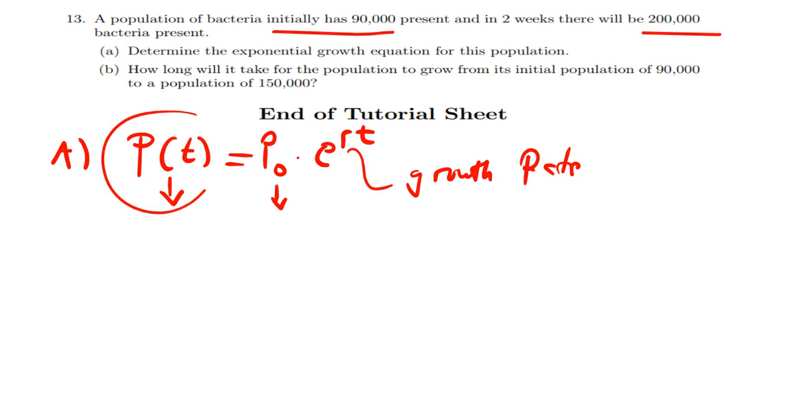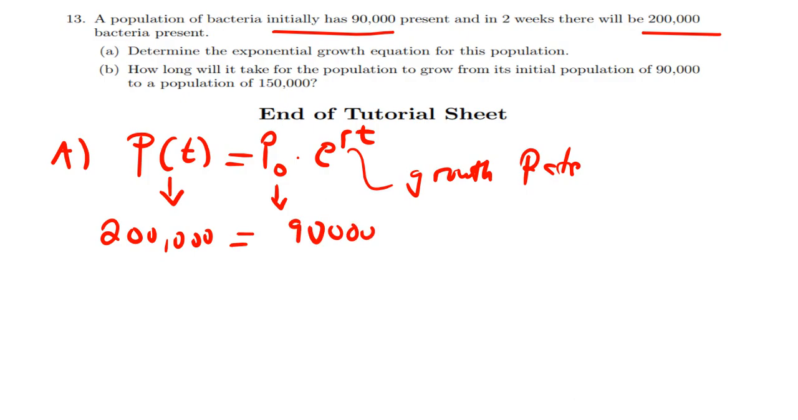So the P(t) is the population at a certain time, which was at 2 weeks. So that population was 200,000, which is equal to the initial one, 90,000, multiplied by e, then the time, which is 2 weeks here, so it's 2 multiplied by r. Now we can divide by 90,000 on both sides.